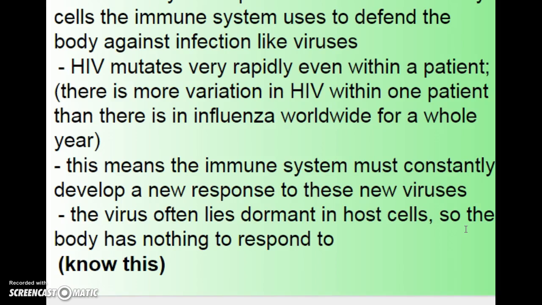And it means the immune system must constantly develop a new response to those viruses, and we would have to develop a new drug each time. Also, the virus, like other viruses, often lies dormant in host cells, so the body has nothing to respond to as it's making its way through your body and taking over more and more, until all of a sudden the symptoms appear, and then it's a very widespread virus at that point.